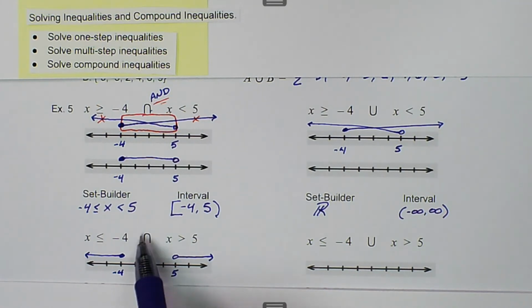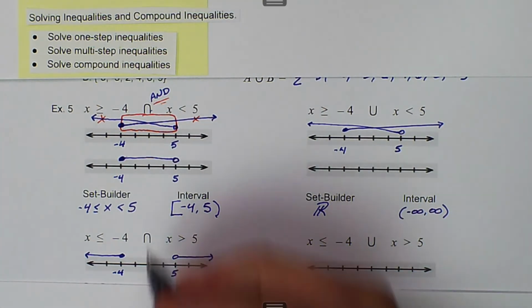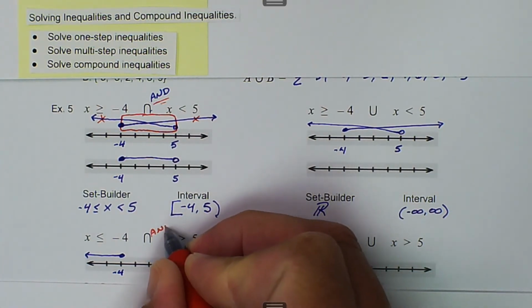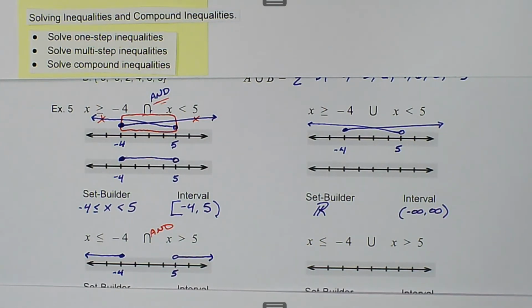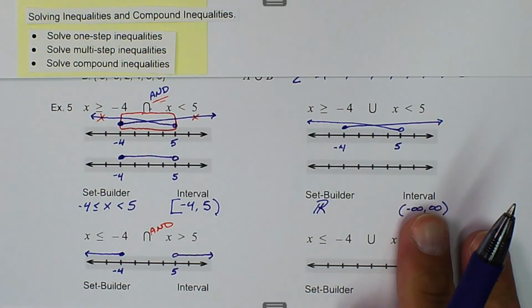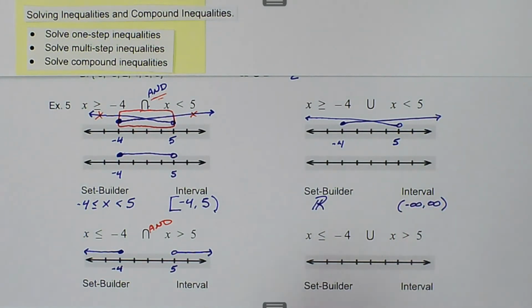Now, we have the two sentences drawn, and we have to pay attention to how they're joined, and they're joined with intersection. In this case, it means and. And is there any place where they overlap? And the answer to that is no, there's not any place where they overlap. So we don't have to do set builder or interval because there is no solution for this. They don't overlap, so there's no solution.